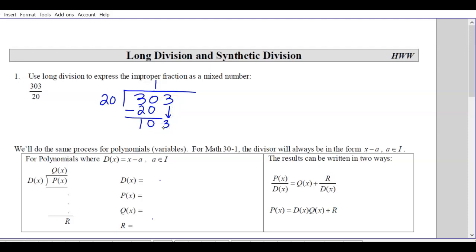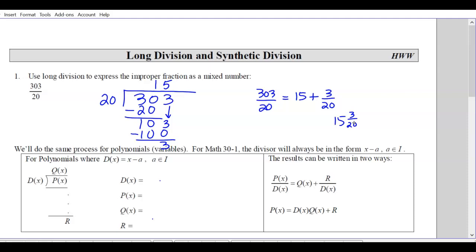How many times does 20 go into 103? Approximately 5 times. 5 times 20 is 100. Subtract, you get 3. Okay, so if you were to rewrite this, this is equal to 15 plus 3/20, right? In terms of your quotient plus your remainder divided by the divisor. Really with numbers, that's the same as 15 and 3/20, a mixed fraction, okay?